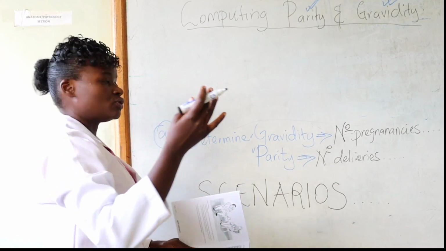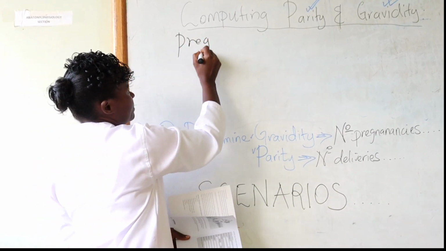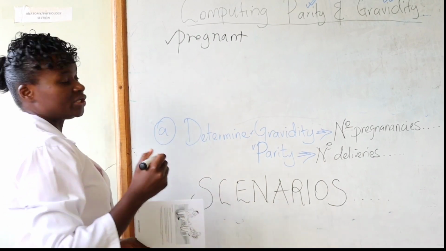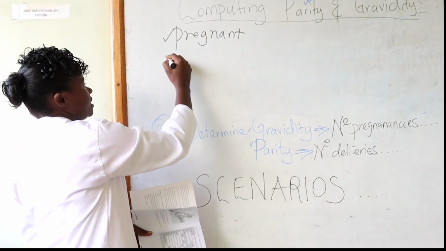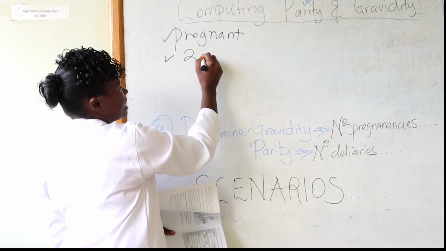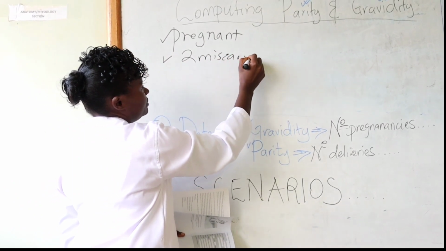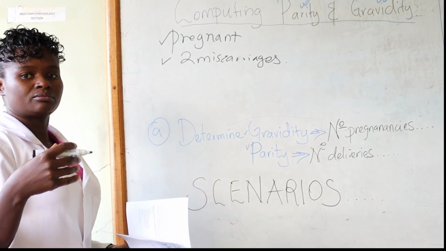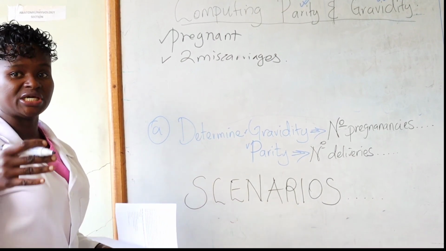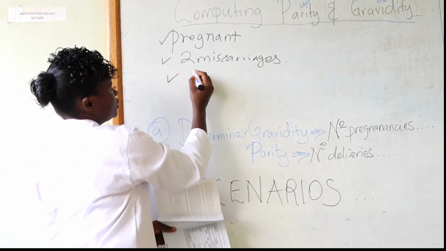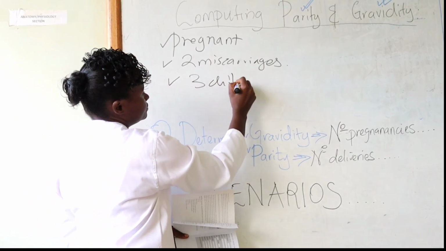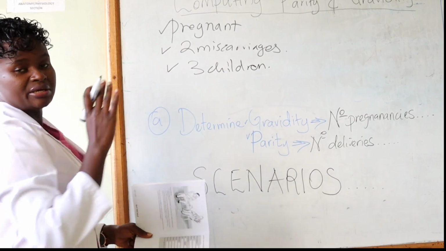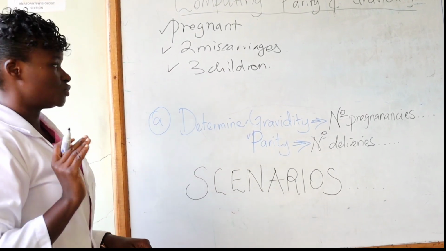So I'll give a scenario. A pregnant woman visits your clinic, and she reports during the history checking that she has had 2 miscarriages before, and then she tells you that back at home she has 3 children. So the question is, compute the parity and gravidity of this woman.